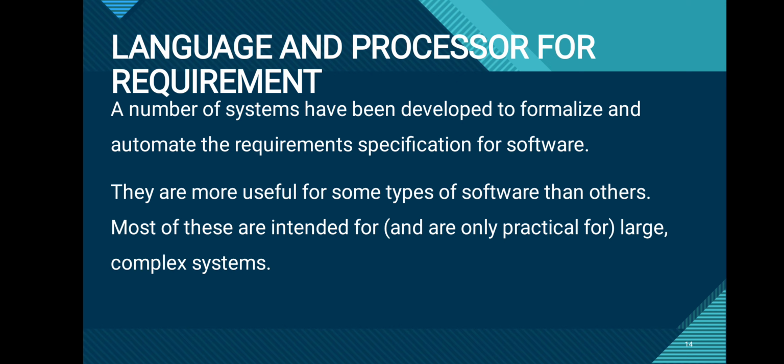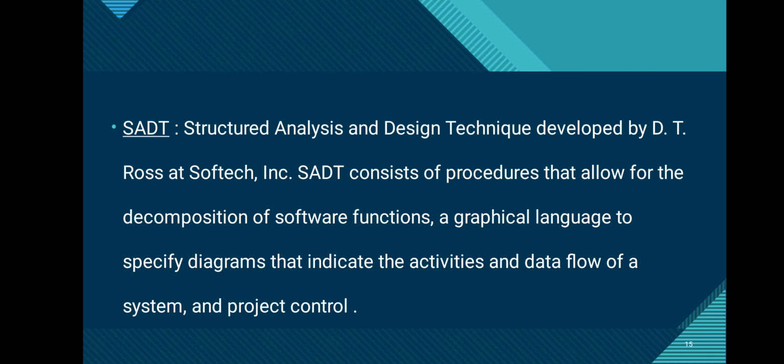And then the next and last one is language and preprocessor for requirements. A number of systems have been developed to formalize and automate the requirement specification for software. They are more useful for some types of software than others. So the first one is SADT, Structured Analysis and Design Technique.